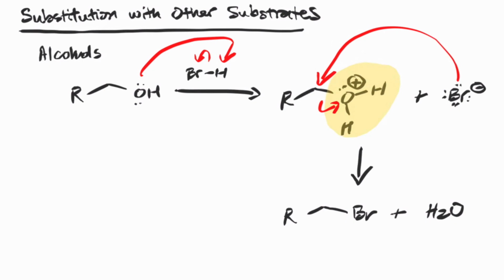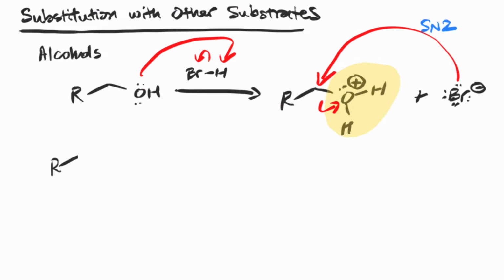So in this example here, we have a primary substrate. This can also happen with a secondary substrate. And in fact, this can also happen with a tertiary substrate. We would do the same thing. We would treat it with HBr to protonate that alcohol group. And once it's protonated, you have a good leaving group in that water molecule.